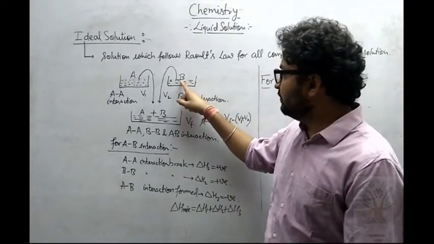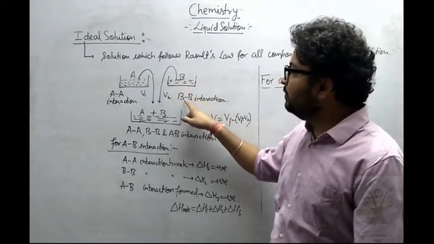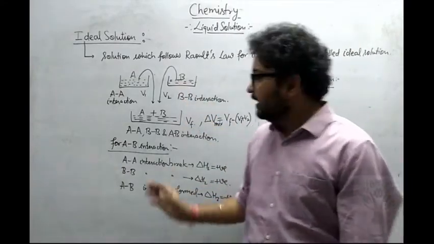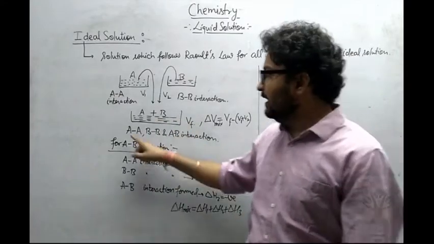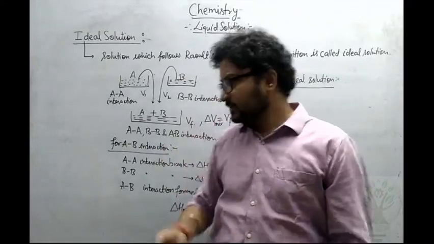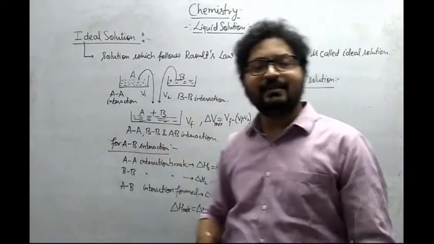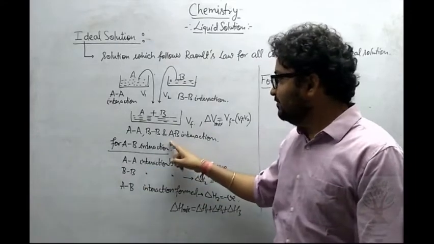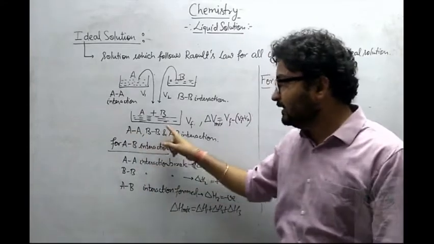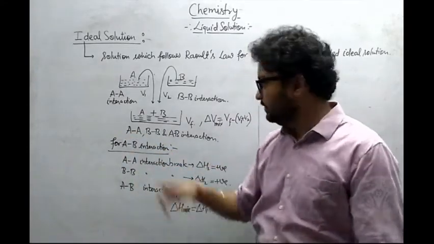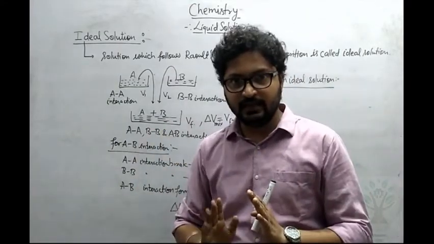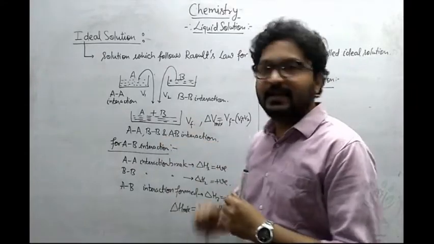Now B will be interacting with B only, so I will have BB interaction. In this solution, I will have some A interacting with A only, similarly some B interacting with B only, and some A interacting with B as well. Are you getting this? So I will have three types of interaction: AA self-interaction, BB self-interaction, AB cross-interaction. Is this clear?